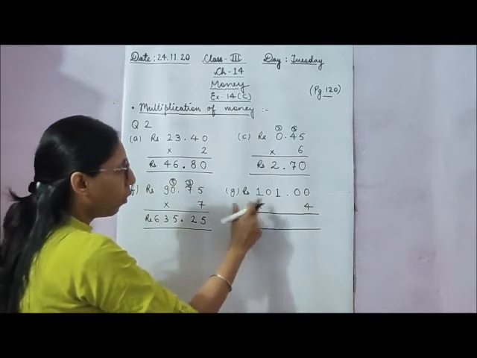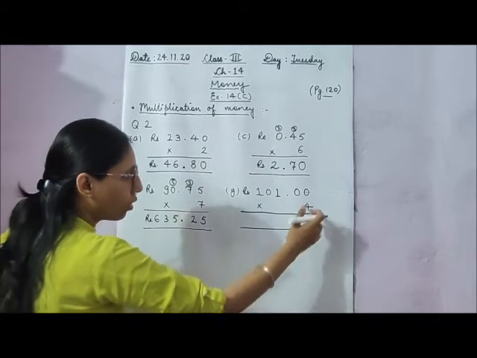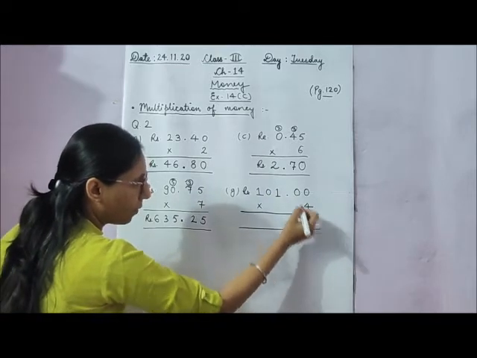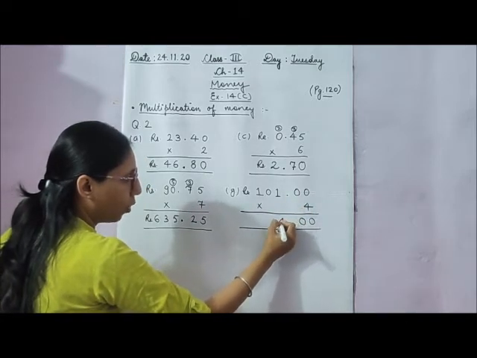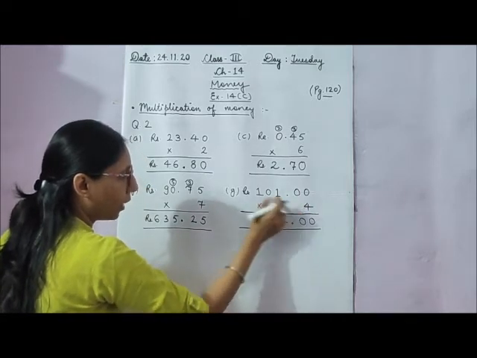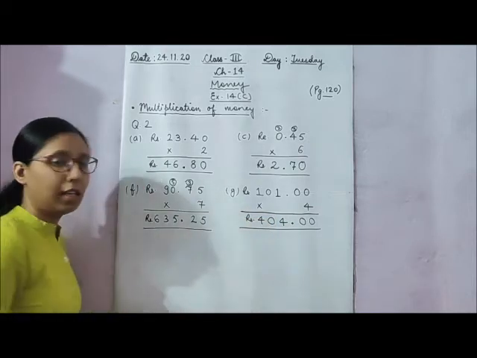In this one, 101 rupees and 0 paise we will multiply by 4. So 4 times 0, 0. 4 times 0, 0. There is a decimal point. 4 times 1, 4. 4 times 0, 0. 4 times 1, 4. So rupees 404 is the answer.